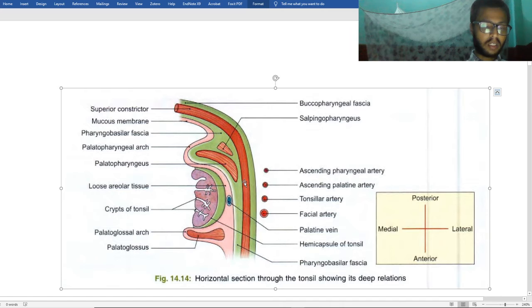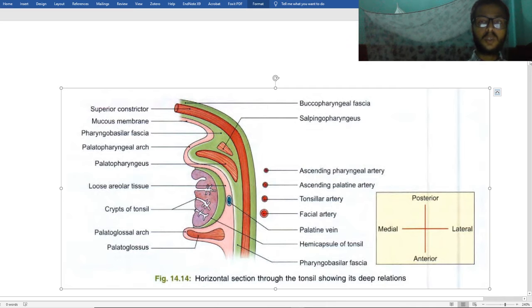This muscle is superior constrictor, and palatopharyngeus muscle. You can see here palatopharyngeus muscle, and then it is buccopharyngeal fascia. In the lower part, the base is also formed by styloglossus and glossopharyngeal nerve as well.